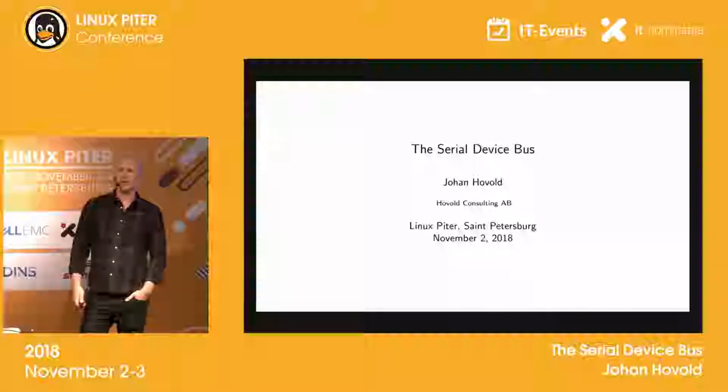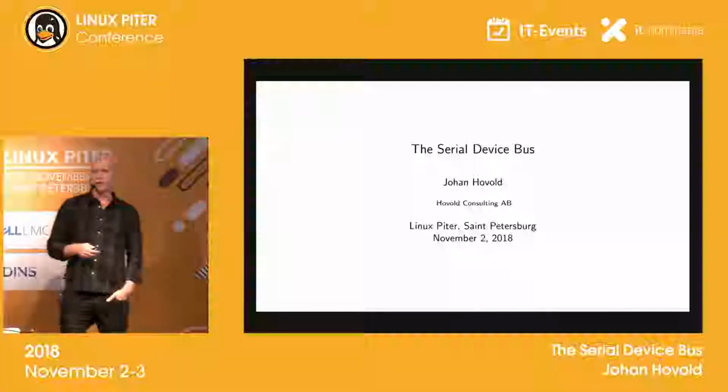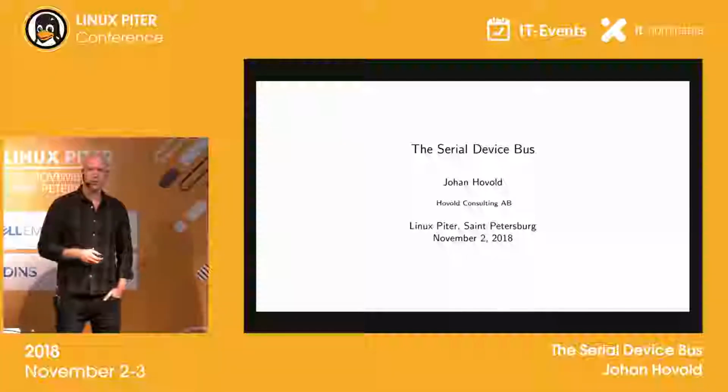Greybus, for those who haven't heard about it, is an application layer in the OSI model sense of the word for the Unipro interconnect. It came out of Google's Project Ara, the attempt to build a modular mobile phone.